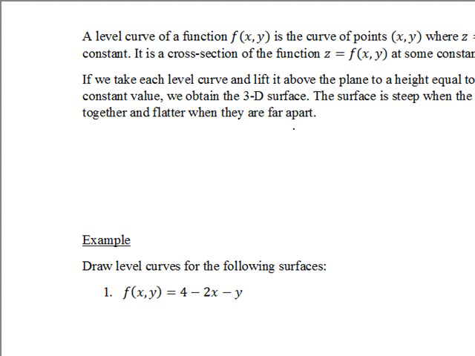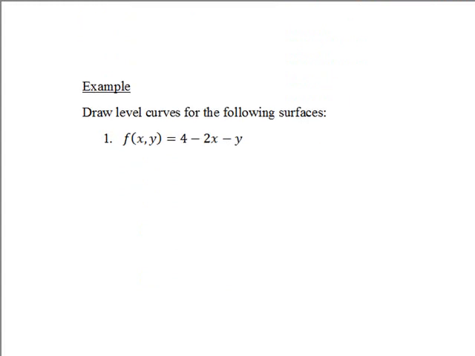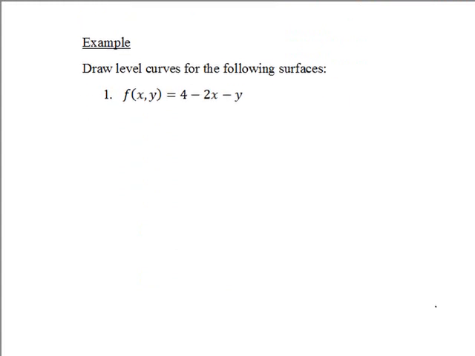All right. And as you can see, the surface of a 3D plot is steep when the level curves are closer together and flatter when they are far apart. So let's draw some level curves by hand so you can see how you draw these maps. Okay? So we first want to draw f of x, y equals 4 minus 2x minus y. We will not do many of them. Maybe let's just do about 4, okay?